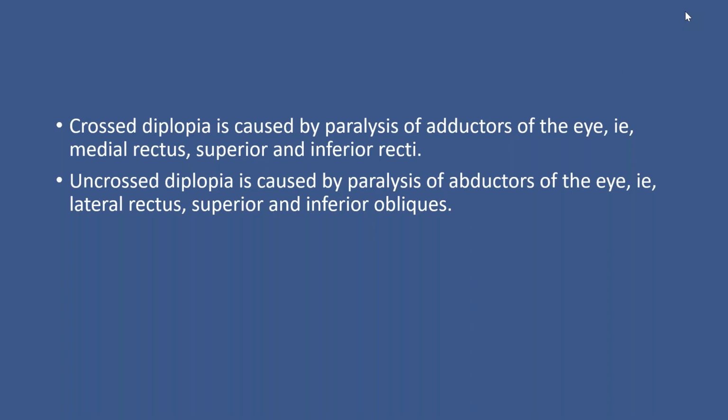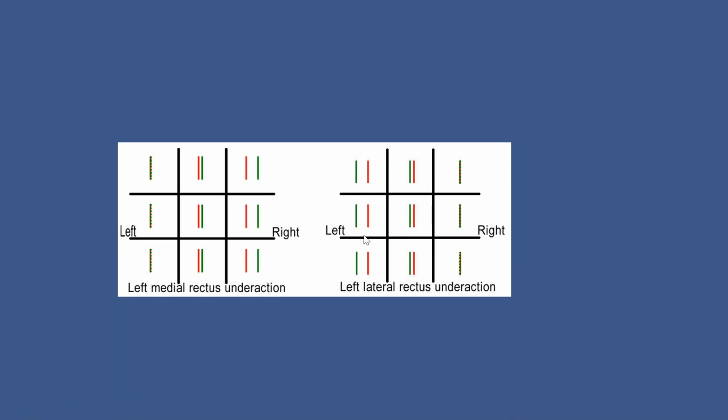And uncrossed diplopia is usually caused by paralysis of abductors of the eye, for example, lateral rectus, superior and inferior obliques. Now we'll see just a few examples before we come to the end of the class. Over here, this is when the patient is looking towards the left, and this is when the patient is looking towards the right.